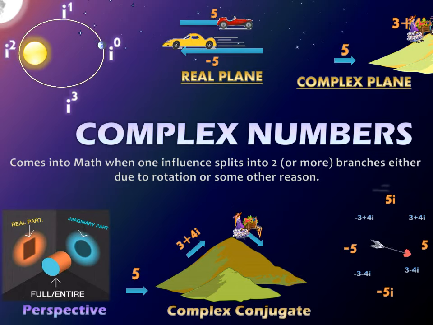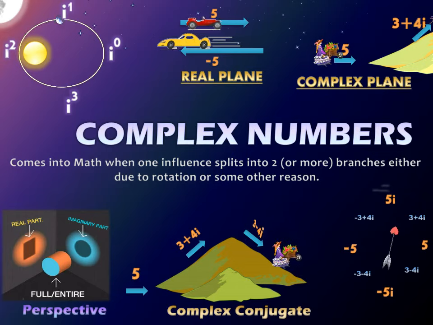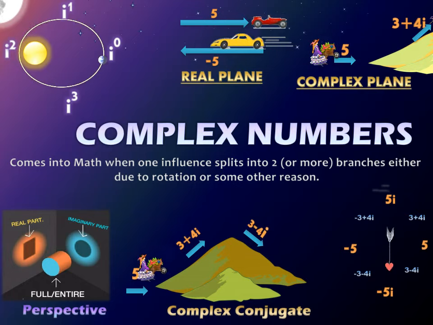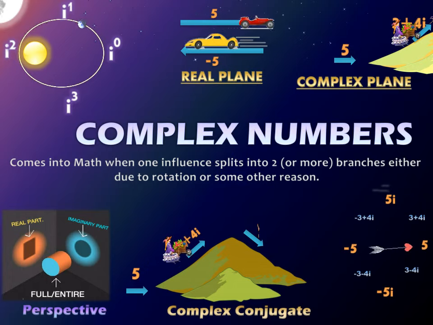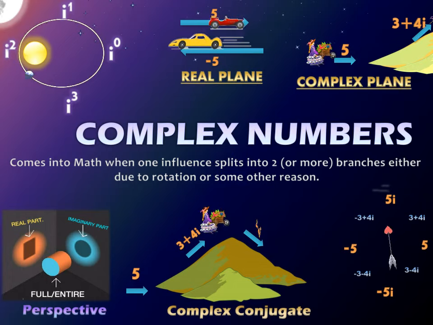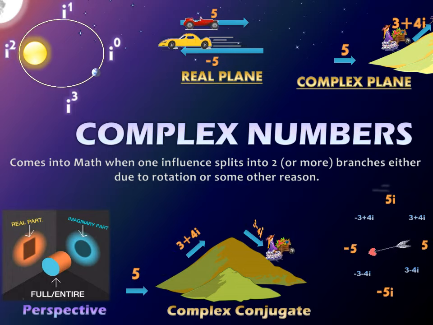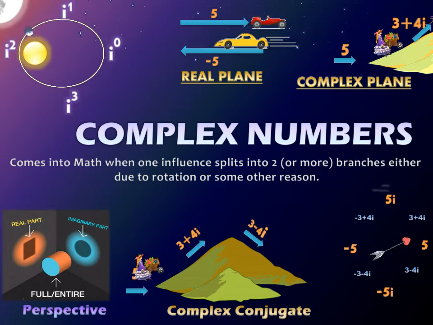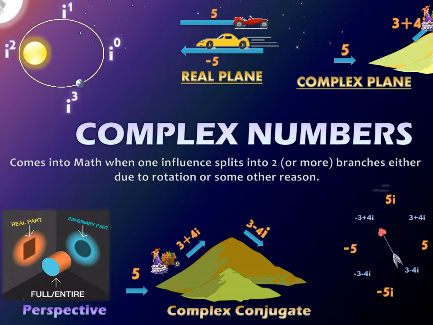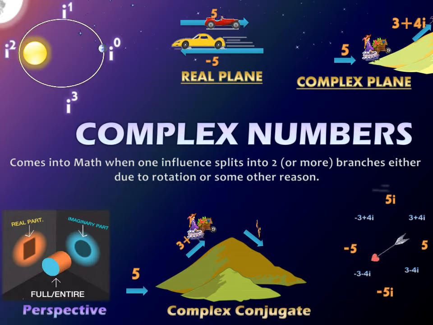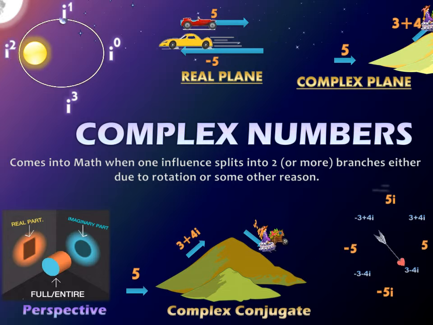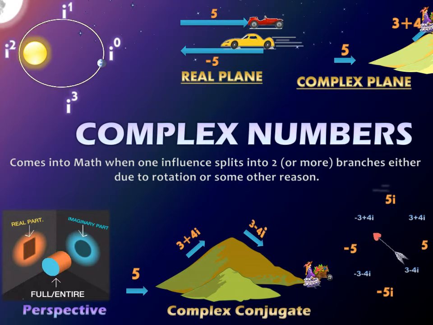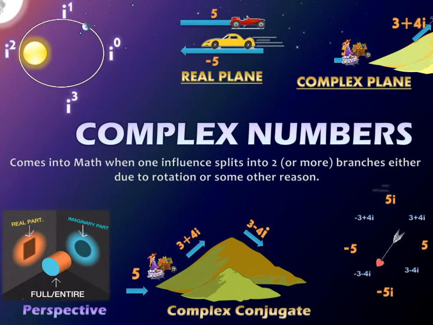Now we come to the subject which complicated unnecessarily your teenagers: complex numbers. Complex numbers come into math when one influence splits into two or more branches, either due to rotation or for some other reason. So let's take this image. The first image is of the earth rotating around the sun. i means that there is a rotation of 90 degree from where it started off, i raised to 1, that is. i raised to 2 means it's in the opposite corner.